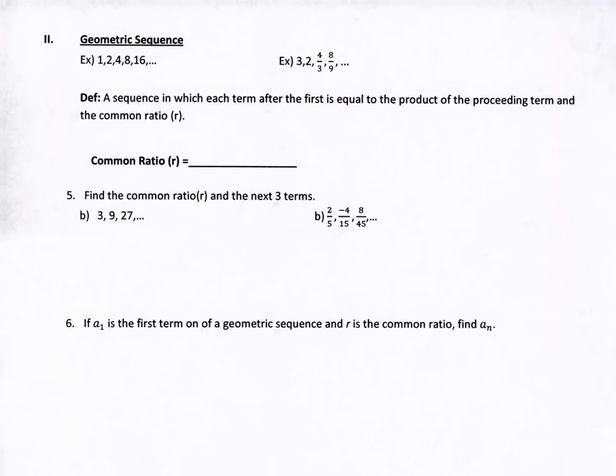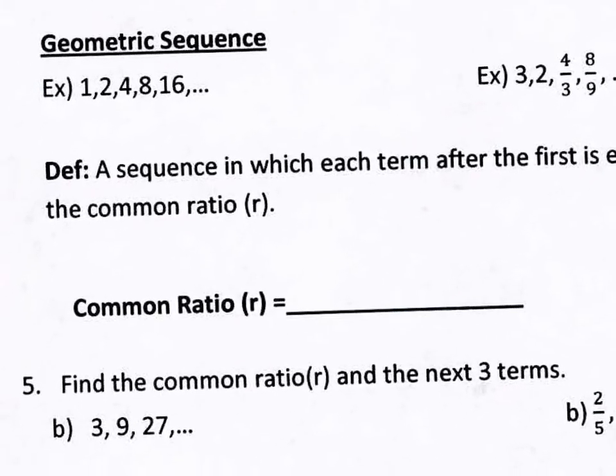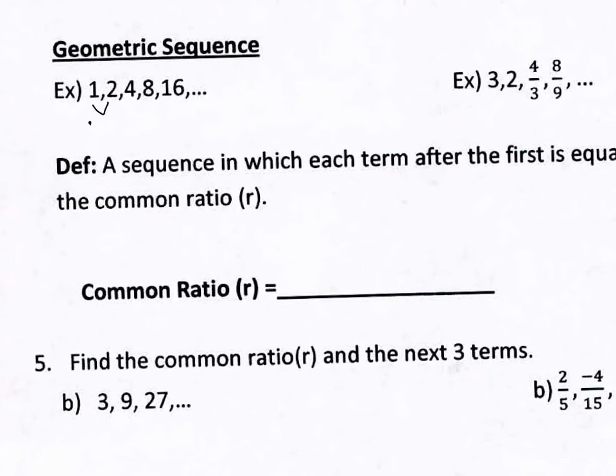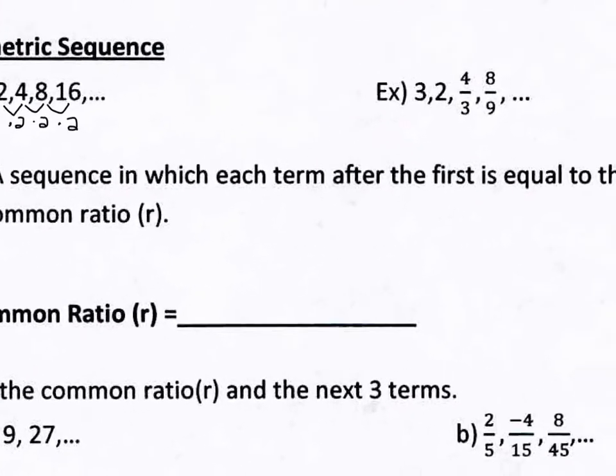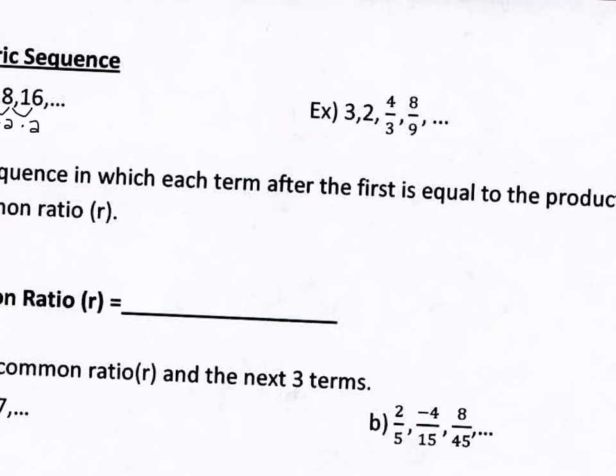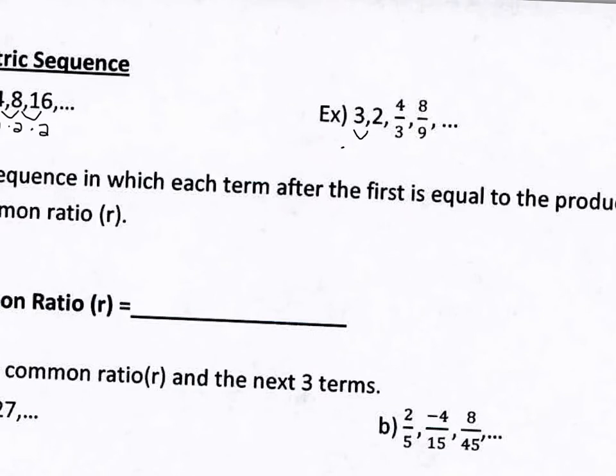First example, 1, 2, 4, 8, 16. Hopefully you realize that each of these are being multiplied now by 2. Next one, let's see. I've got 3, 2, 4 thirds, 8 ninths. From 3 to 2, from 2 to 4 thirds, actually what it looks like I'm doing is multiplying by 2 thirds. So multiplying by 2 thirds, 2 thirds, and 2 thirds.